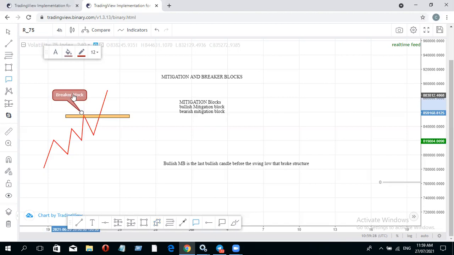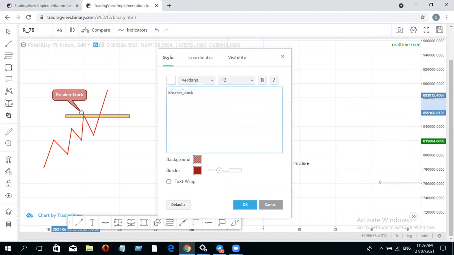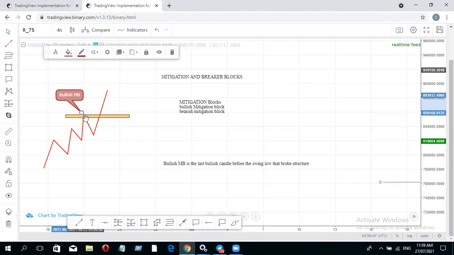The last candle that caused this, this is our bullish mitigation block. That's what it's called. It's the last bullish candle after which you saw this low and then took out structure.